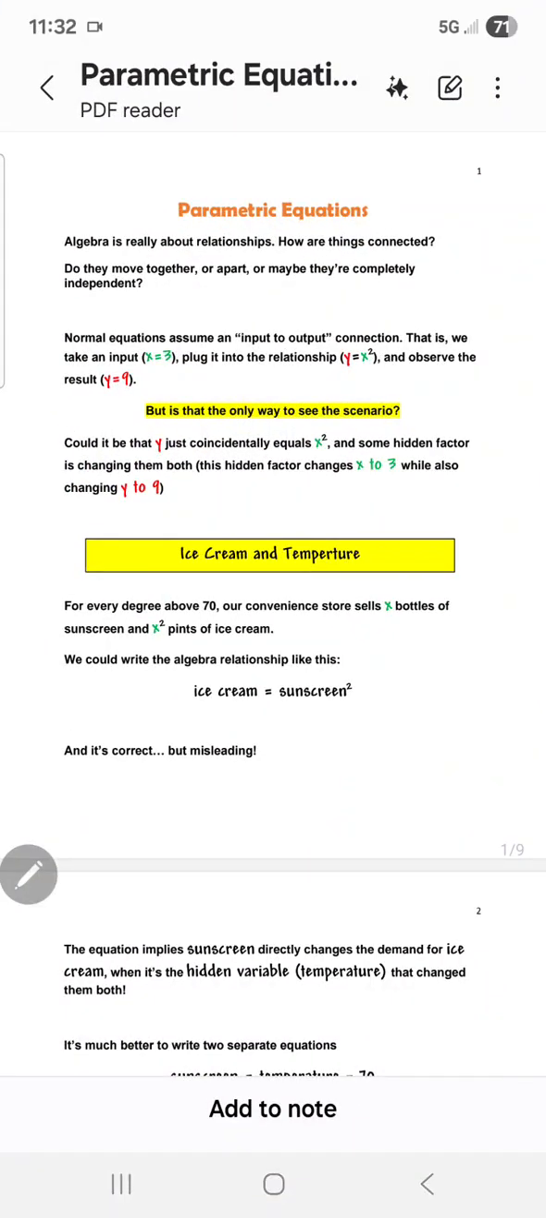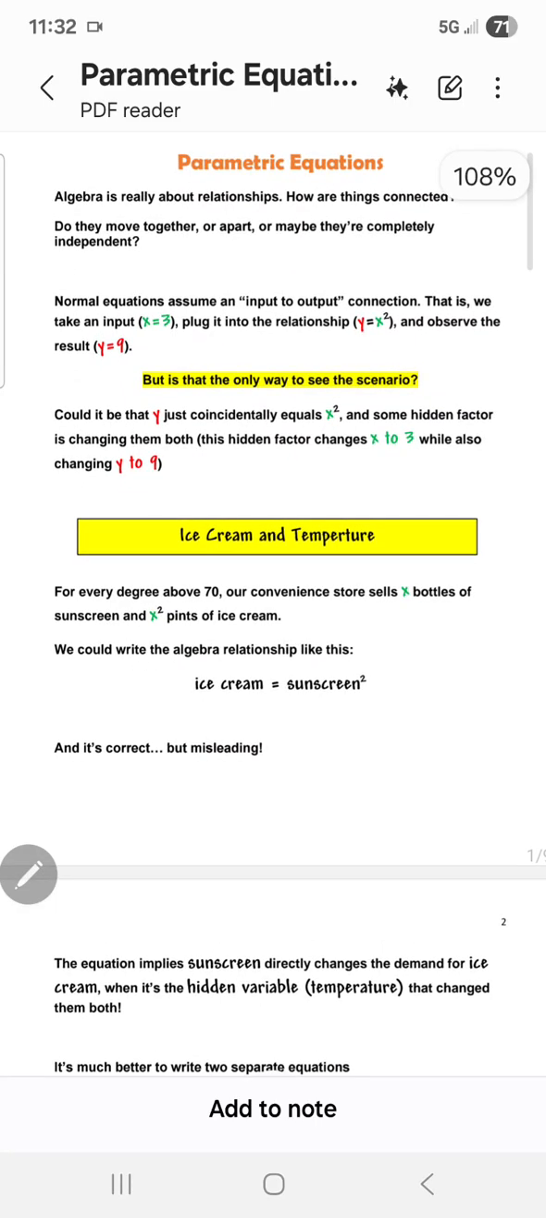All right, so parametric equations. Parametric equations are about relationships and how things are connected. Do they move together or apart? And maybe they're completely independent. So this is what we're going to talk about. These are called parametric equations.